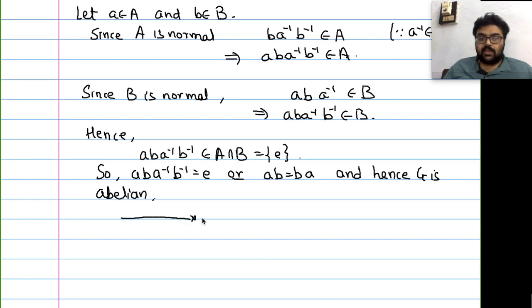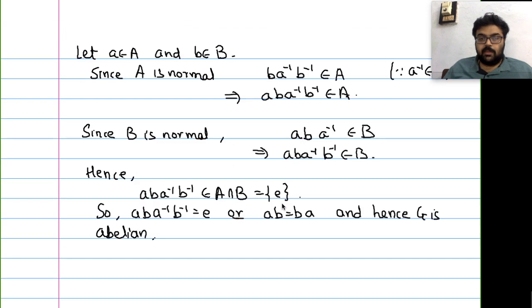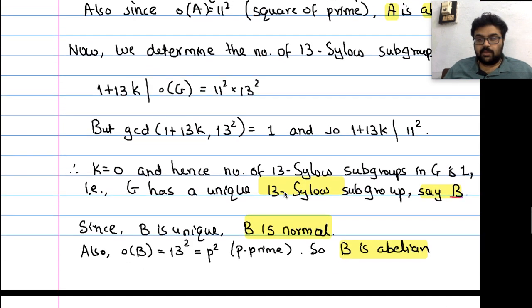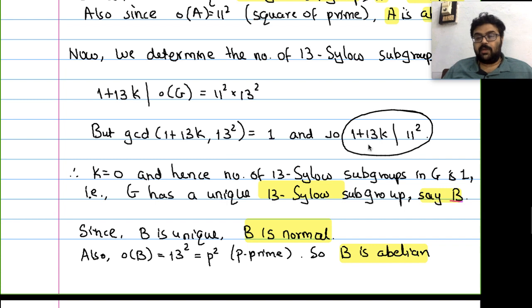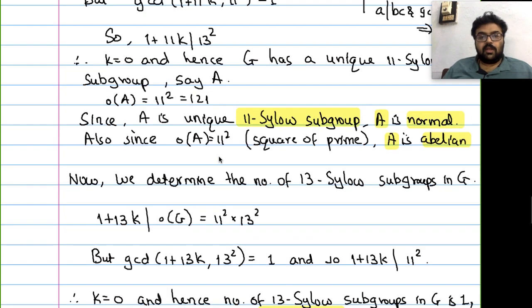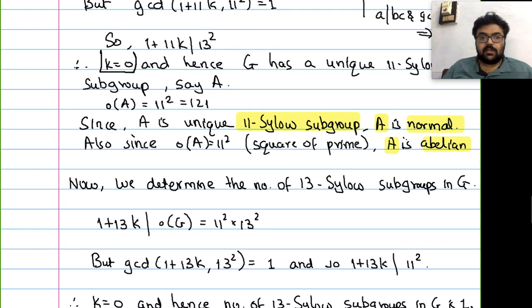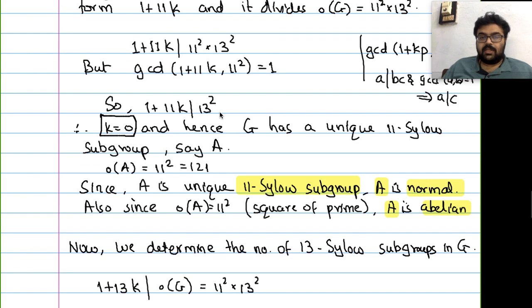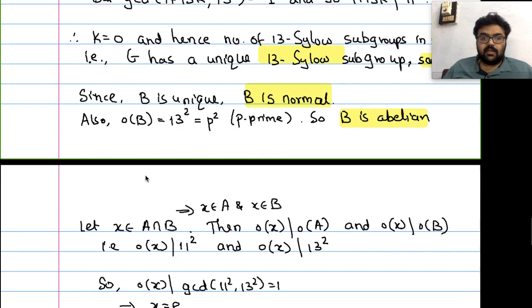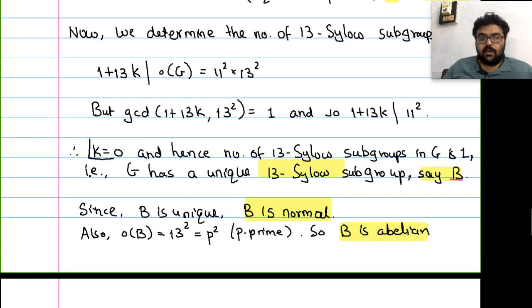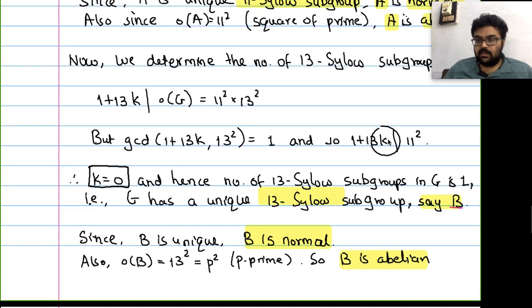You should practice some more examples of this form. But do not generalize this with p square, q square, because it depends on the number of p Sylow subgroups. It's not true for all primes. Here, with 13 and 11, the only possibility is k is 0. And here also the only possibility is k is 0, because 1 plus 11k does not divide 13 square if k is greater than 0. But we cannot generalize this for all p and q. For other primes, the division may give more possibilities of k, so we cannot say it is always unique.